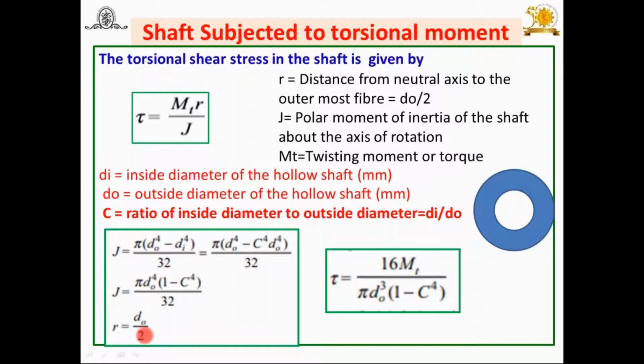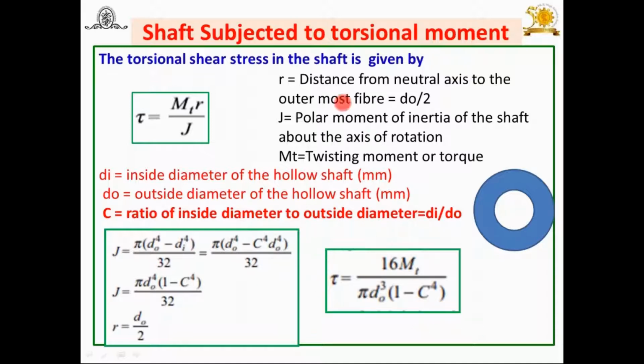This is J. And what is R? I have already told, divided by 2. So you can substitute the value of J, you can substitute the value of R here. So you will get tau, that is permissible stress or torsional shear stress. So you will get this expression. The tau is equal to 16 MT upon pi do cube in bracket 1 minus C raised to 4. But what is C here? C is di upon do, or even though you can substitute here. C raised to 4 means di raised to 4 upon do raised to 4, no problem.